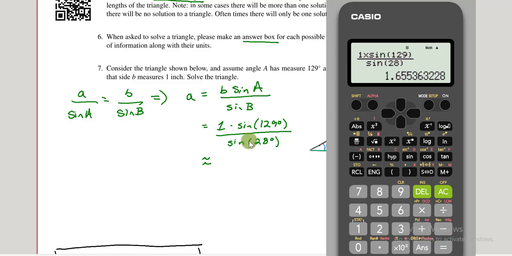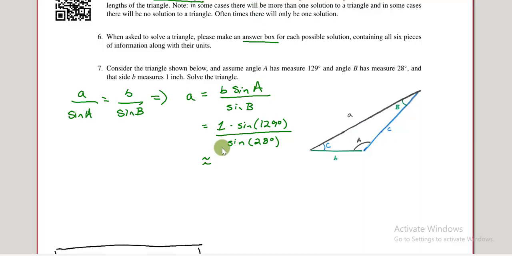Hitting equals, we get that a is equal to 1.65, maybe 1.66. So let's give a decimal approximation for a there. It's approximately 1.66 inches. Folks, one thing I didn't do in these directions is I didn't tell you where to round.